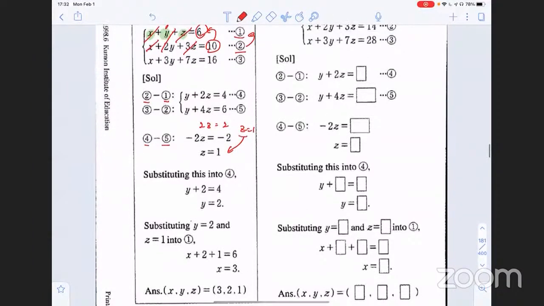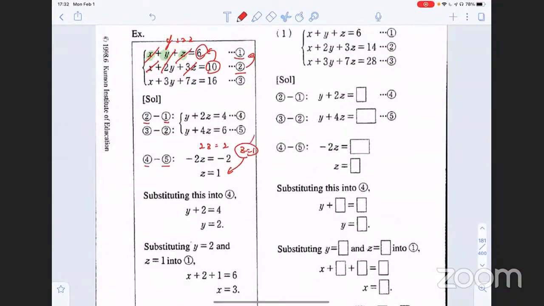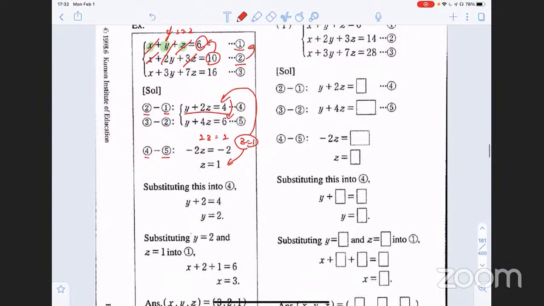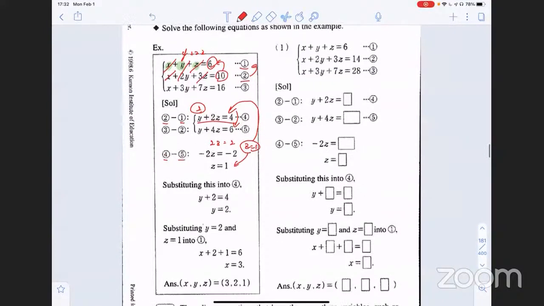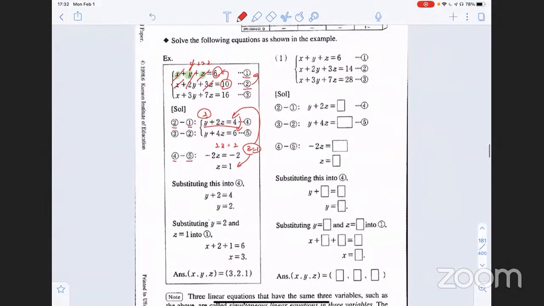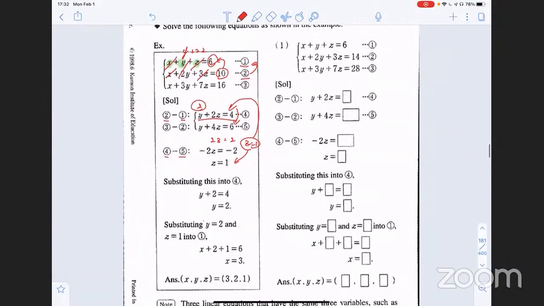Then what I need to do is to substitute z equal to 1 back into these equations, whether this one or that one, either one will work. For the question, it says to substitute into equation number 4, because the numbers are smaller and it's easier for us to get it. And then y is equal to 2, right? If I know y is equal to 2 and z is equal to 1, then it's pretty obvious that x is equal to 3. So that's how we do it. So I'm going to do the first question over here.